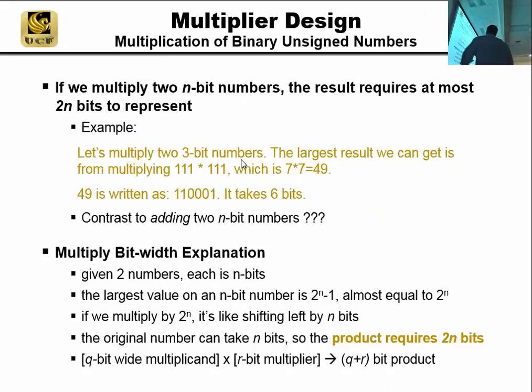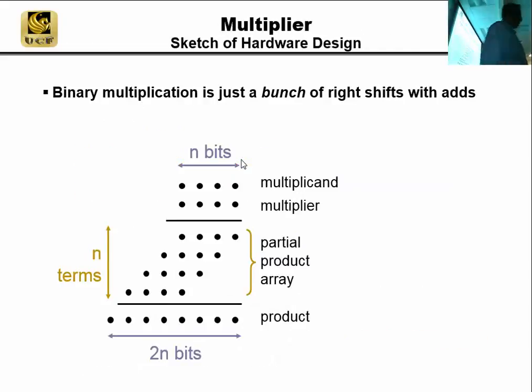So in the case of multiplication, another way to think about this, if we're multiplying 2 numbers, in the extreme case, the largest value is 2 to the n minus 1. It's almost equal to 2 to the n. If you multiply something times 2 to the n, it's like shifting it n times to the left. So if you start with n bits, it's like n shifts. So if you have n, you're going to be getting twice as many at the end.